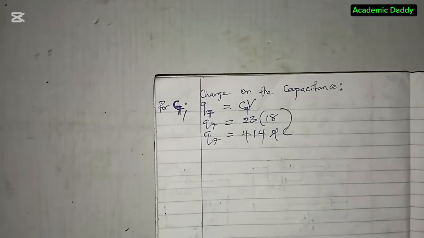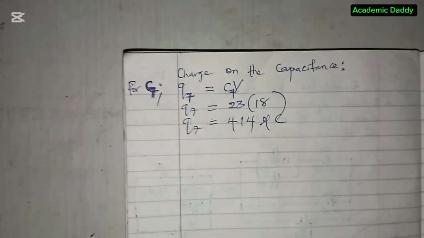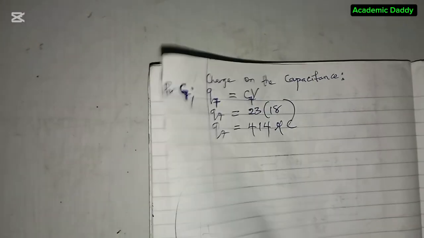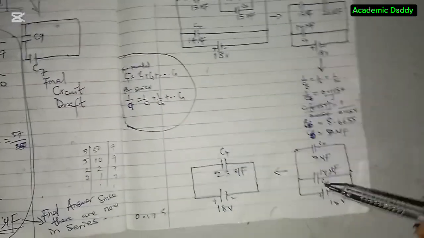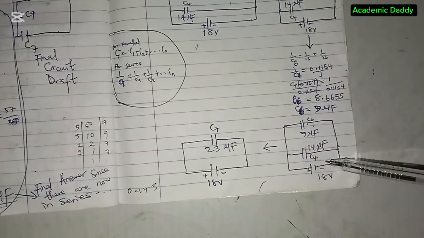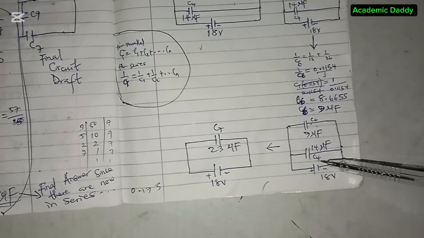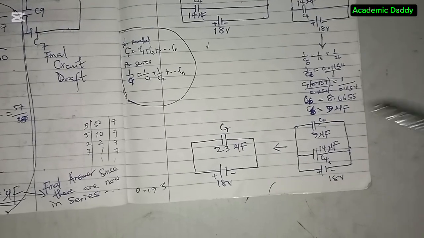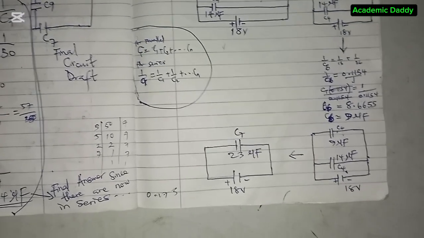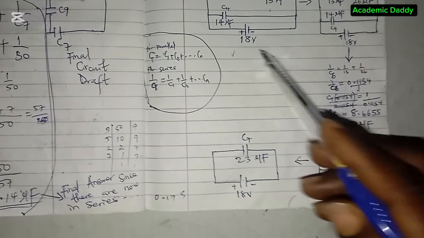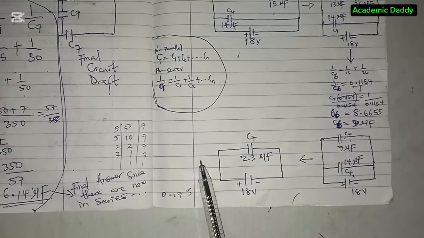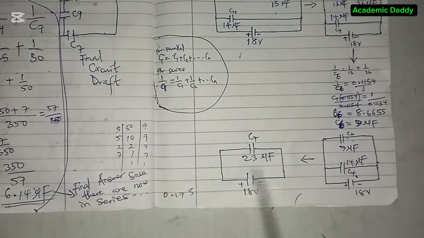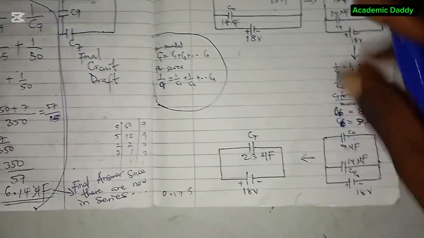I'm using microcoulomb because I did not convert the microfarad. So if I know this, I can now go back and say, what is the charge in C4? The charge in C4 will be the same as the charge in C6. Always, when you are finding capacitance, you go forward. For finding charge or voltage, you go from back to forward. If you don't do it this way, you will have issues.